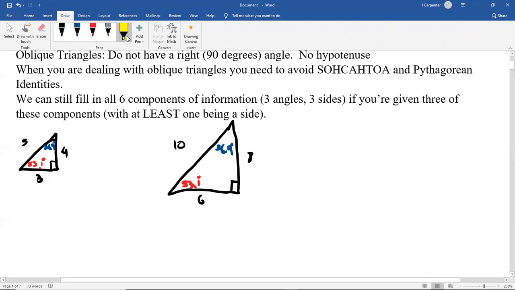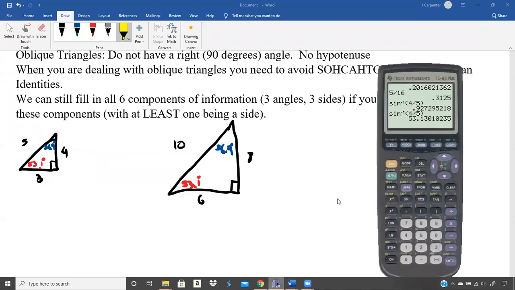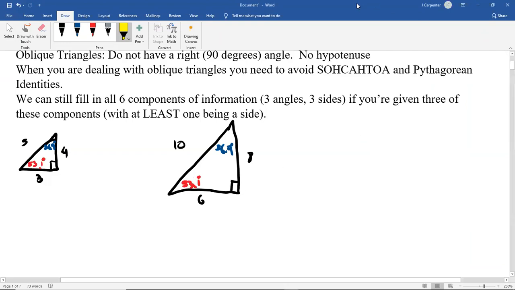Why did I just draw these two triangles? If you don't trust me, do the inverse sine of 8/10, and you can see that that angle is 53.1 as well. The point is, this angle is the same as this angle, the blue one's the same as the blue one, and the right is the same as the right.